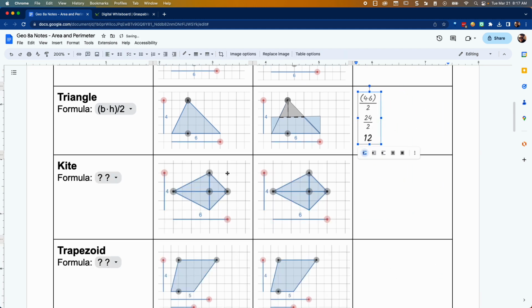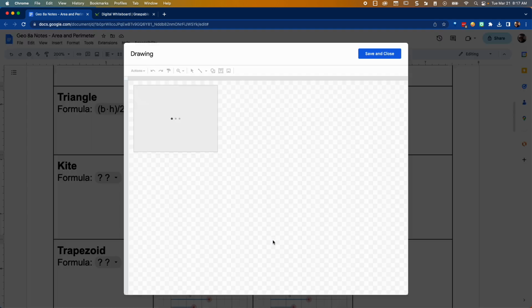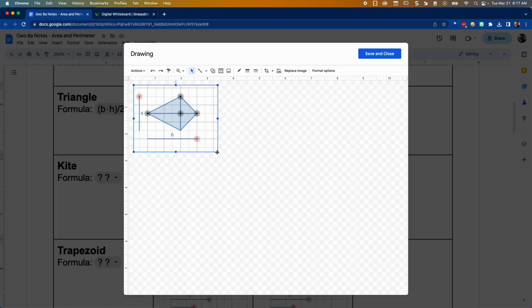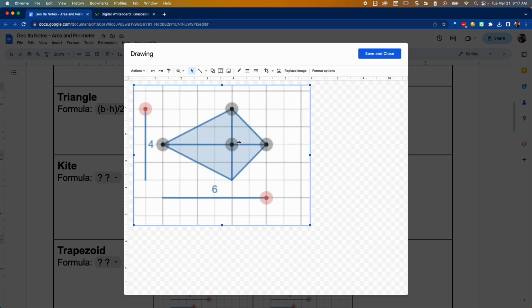Again, we don't need it that large. Bring it back down. All right, let's look at a kite. So I have my original, and I'm going to have my dissected version. This one actually already has some dividing lines for me. If you see these 2 lines going across, those are diagonals. That's what we call those, because they cut across a shape.